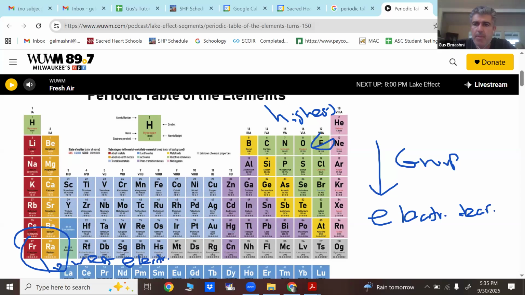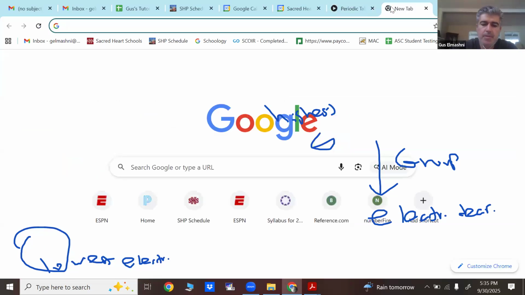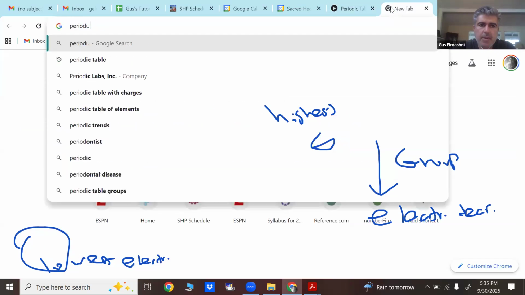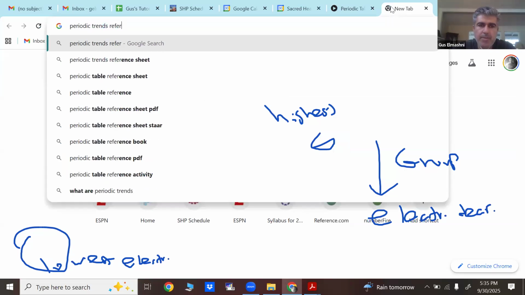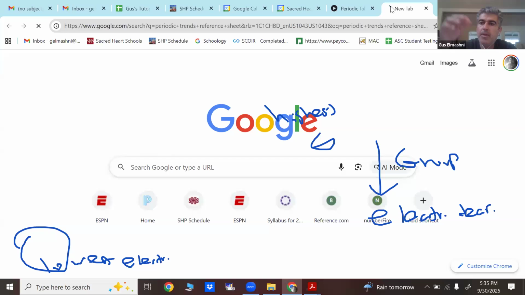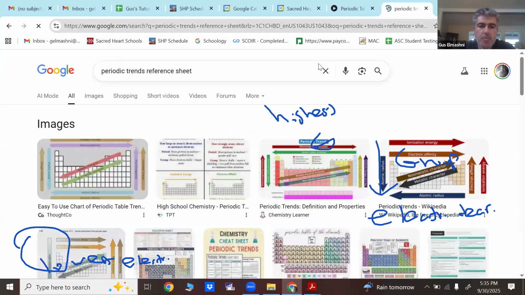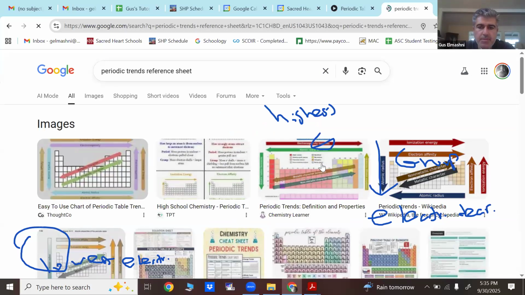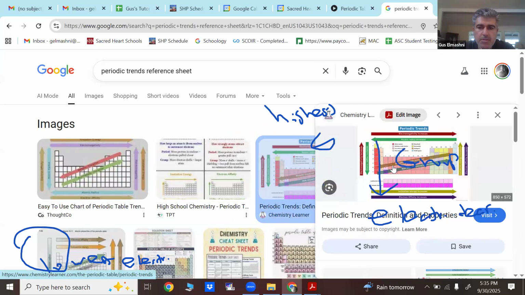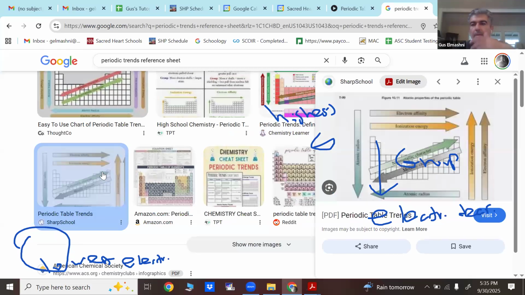So I think there might be a really good reference here. Let's see here. Periodic trend reference sheet, maybe that might be good. Well, that's a good one.